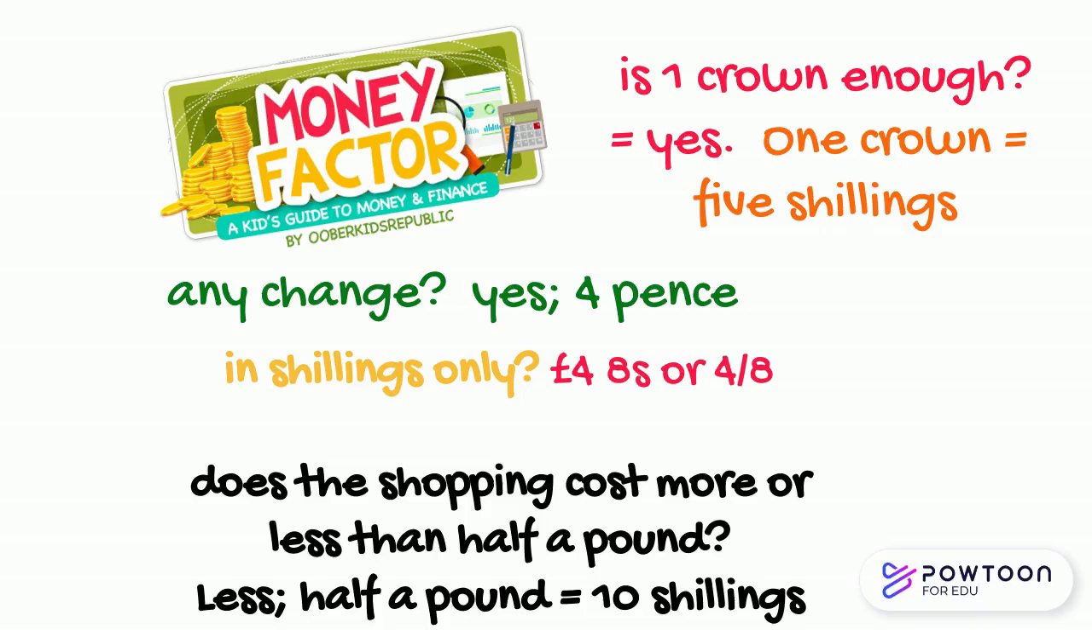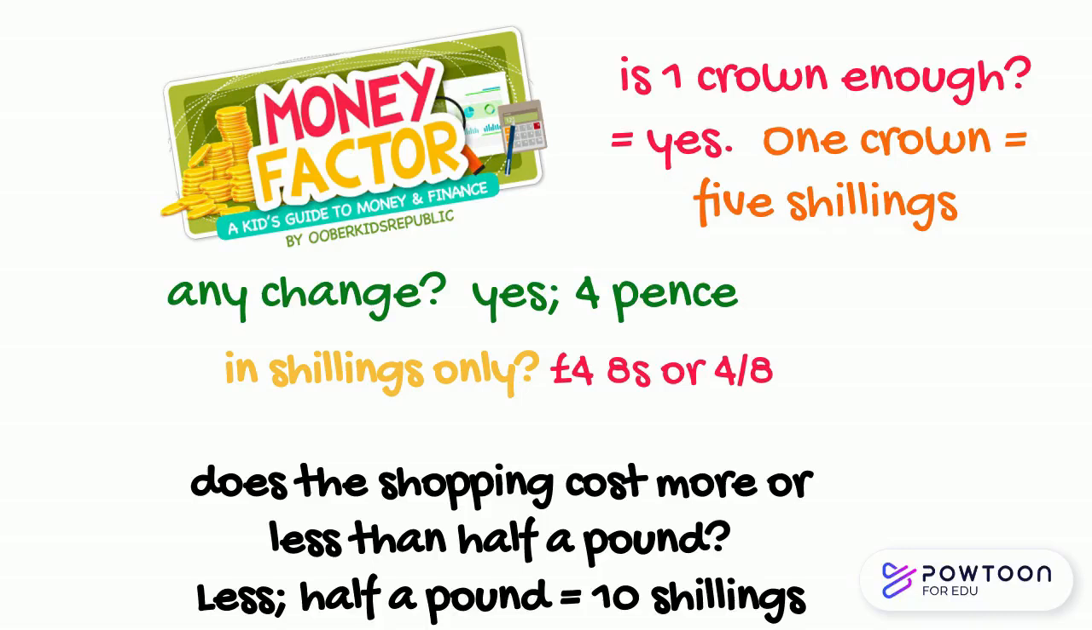And if you were to express the total cost in shillings only, then the shopping list we have talked about would be up to £4 and 8 shillings. Did you write it properly? Same symbol for the pound, but the shilling would be the S, or 4/8.